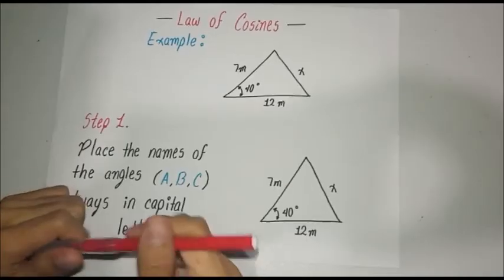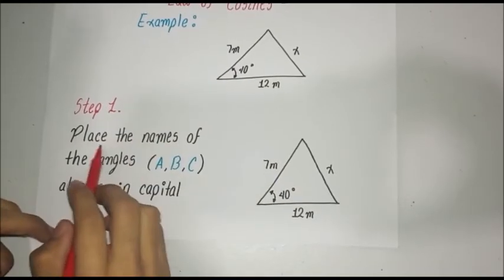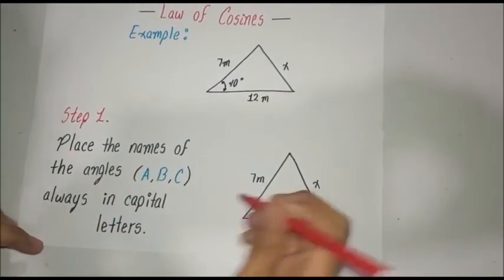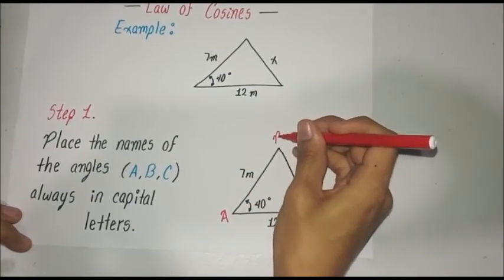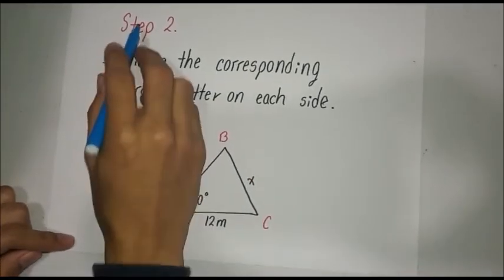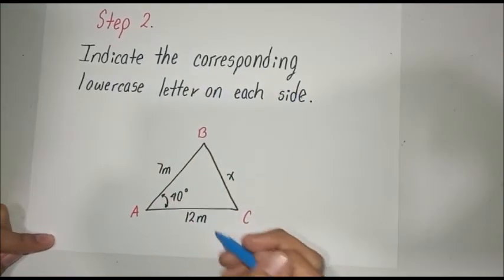Hello, my name is Mauricio and I am going to explain an example about the law of cosines. Law of cosines, example. Step 1. Place the names of the angles A, B, C, always in capital letters. A, B, and C. Step 2. Indicate the corresponding lowercase letter on each side.